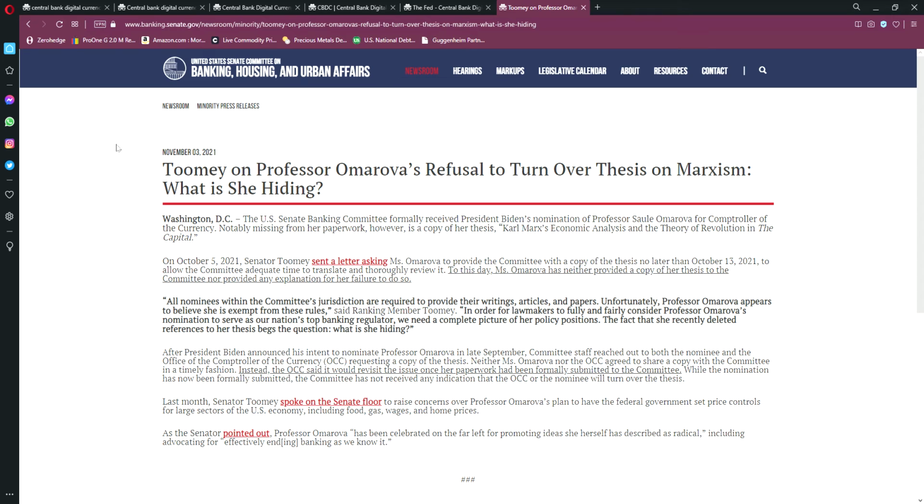What is she hiding? After President Biden announced his intent to nominate Professor Omarova in late September, committee staff reached out to both the nominee and the Office of the Comptroller of the Currency requesting a copy of the thesis. Neither Ms. Omarova nor the OCC agreed to share a copy with the committee in a timely fashion. Instead, the OCC said it would revisit the issue once her paperwork had been formally submitted to the committee. While the nomination has now been formally submitted, the committee has not received any indication that the OCC or the nominee will turn over the thesis.